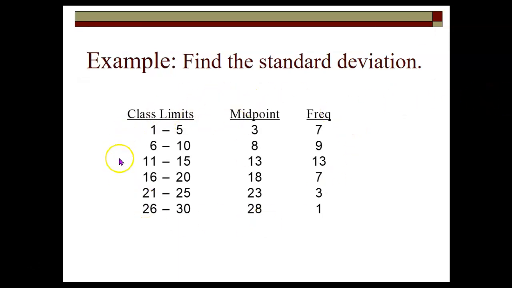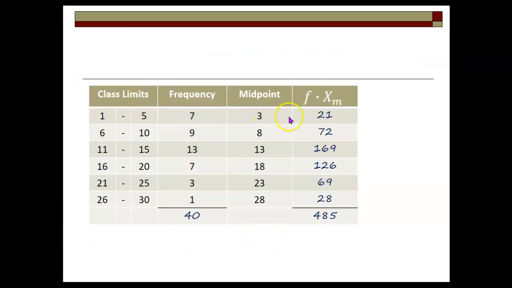So this is the same frequency distribution that we've seen before in some of the other examples, but this time we're going to find the standard deviation using the procedure that we've just been talking about. So, if you still have your notes from the last section, in that last section, when we calculated the mean, we already made a column for frequency times midpoint and filled in that column. 7 times 3 was 21, 9 times 8 was 72, 13 times 13 was 169, and so on. So that column added up to 485, and the frequency column added up to 40.